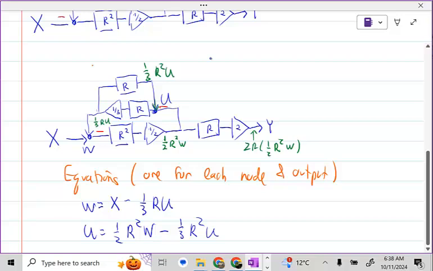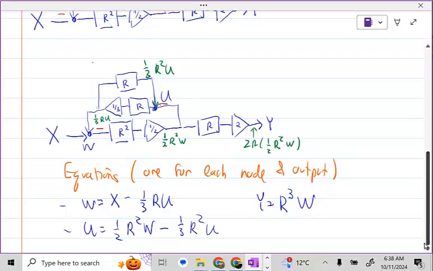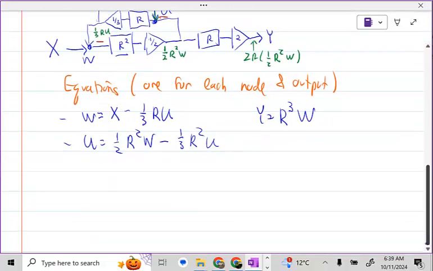Okay, so I have equations for two nodes. I also have an equation for the output, and the equation for the output is right here. Y equals, and I can combine these. The 2 and the 1/2 go away. So this just becomes R cubed W. So that's good. Now what I want to do is eliminate the intermediate nodes, and my two nodes are U and W.